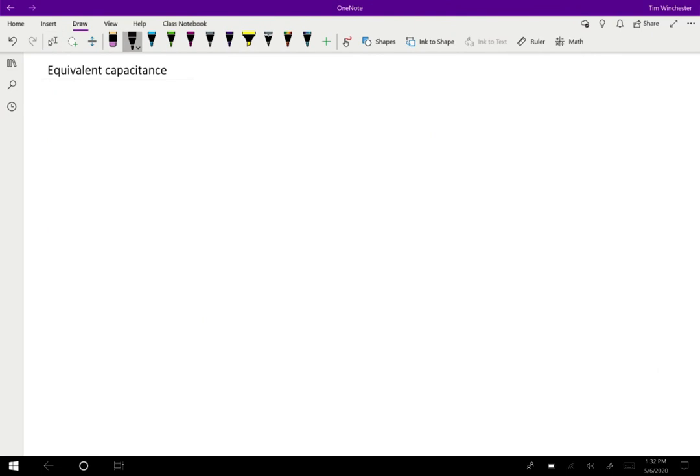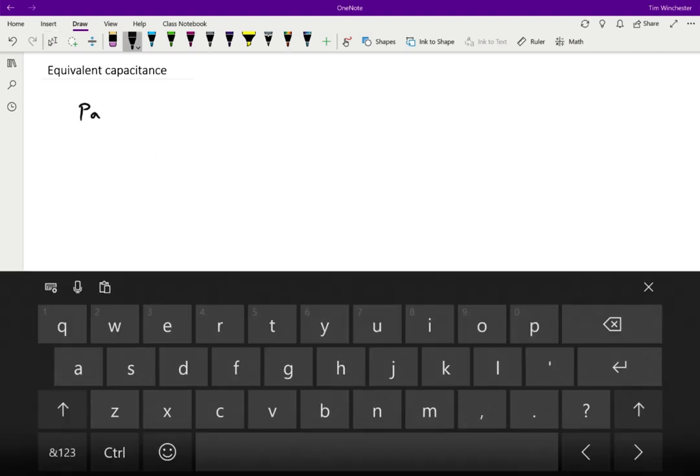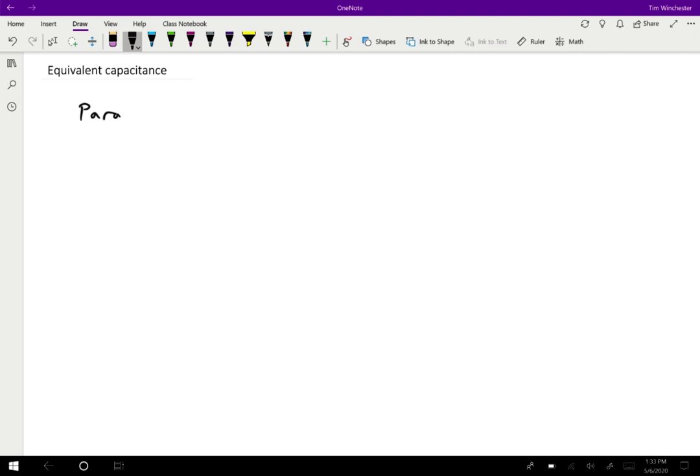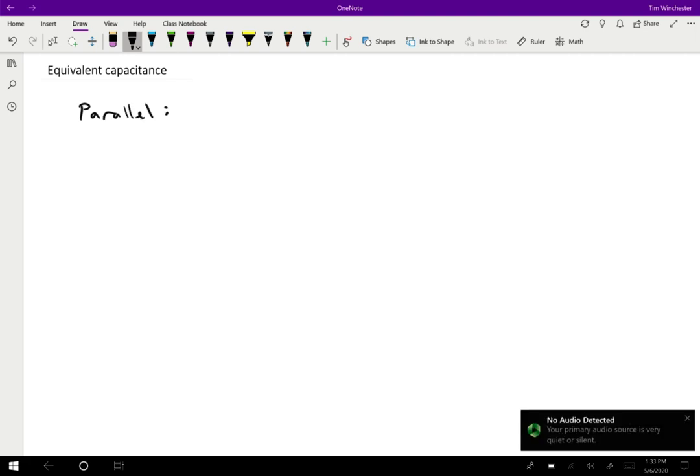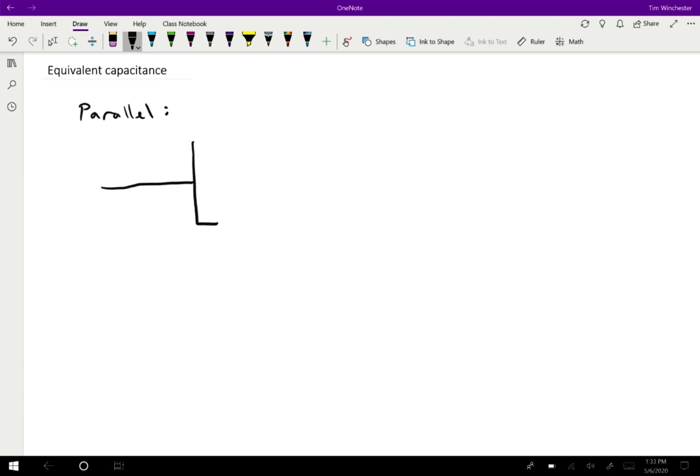In this video, I would like to address how we can handle understanding networks of capacitors that are in series or in parallel with each other. So let's start with capacitors in parallel. To remind you what this looks like, I'll just draw a network where I have two capacitors that are in parallel with each other.